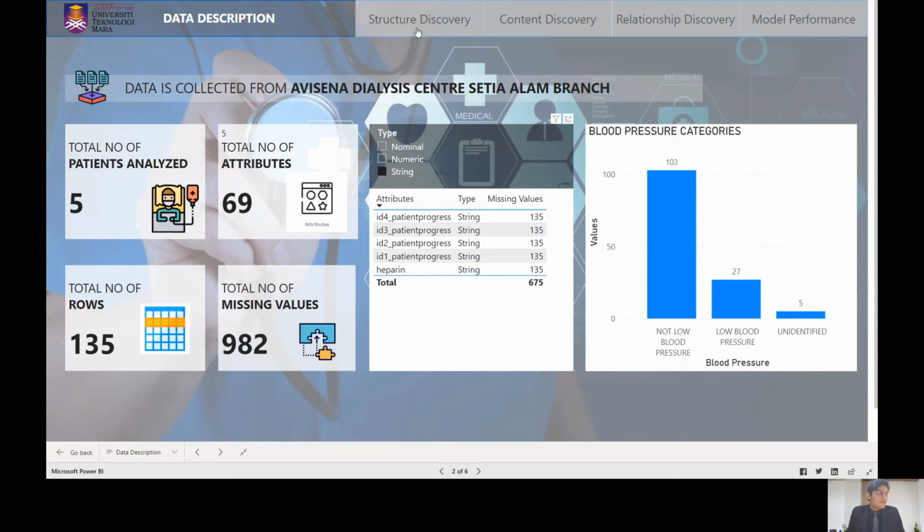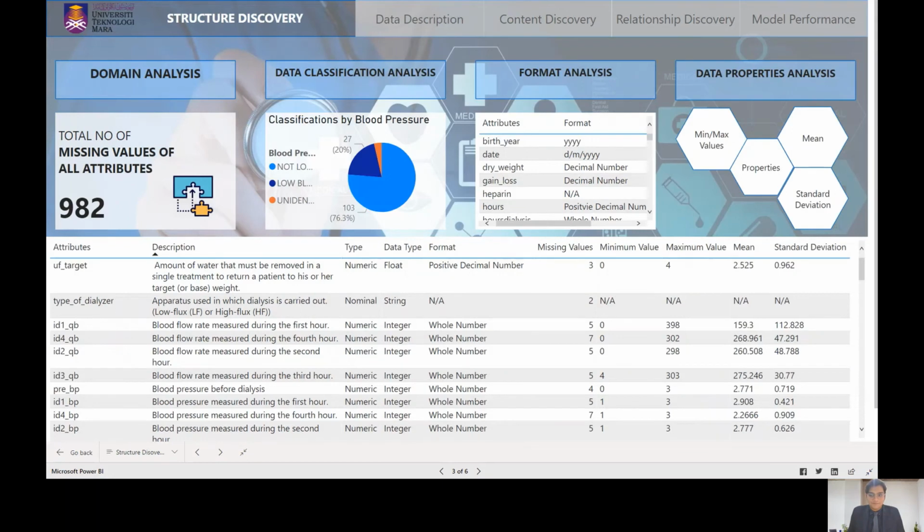Next, we move on to structure discovery. On this page, we explain and visualize the structure discovery. There are 4 analyses that were performed under this discovery, and each will be explained individually in the dashboard before the final table constructed here. The final table here shows the combination of the 4 analyses.